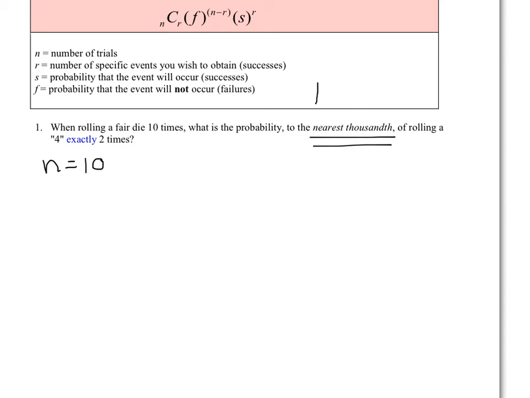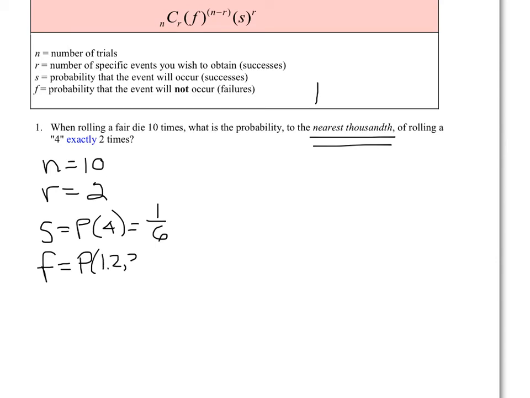So our R is the number of specific events we want to obtain. So what do we want to happen? We want exactly 2 fours. And then S is the probability of rolling a 4, and that would be 1 out of 6, because on a fair die, the 4 only happens one time. And the probability of failure, which would be everything else, so 1, 2, 3, 5, and 6, which would be 5 out of 6.